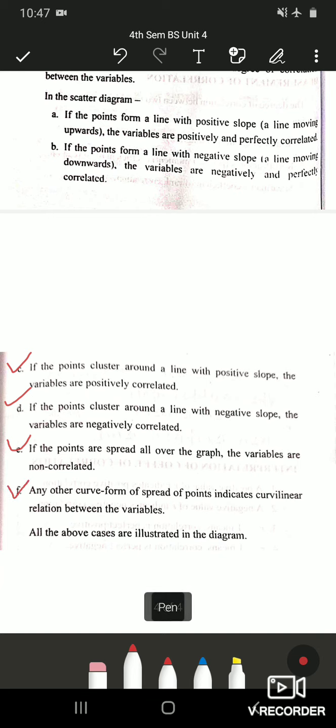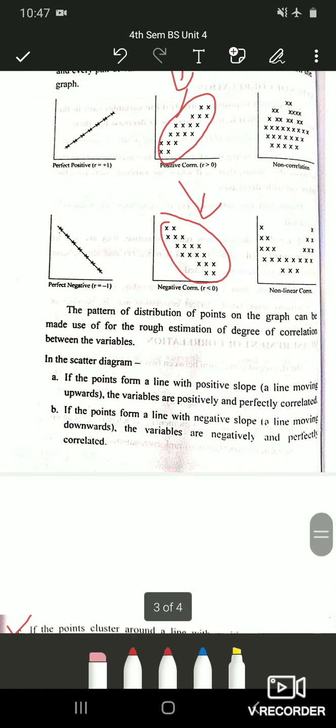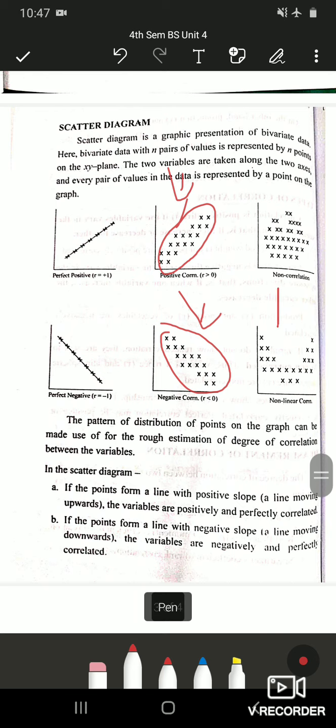The last one is any other curve form of spread of points, which indicates a curvilinear relationship between the variables, or non-linear correlation. You can say linear only when it follows a straight line, but when you find any pattern such as curves, you can say that it is non-linear correlation.